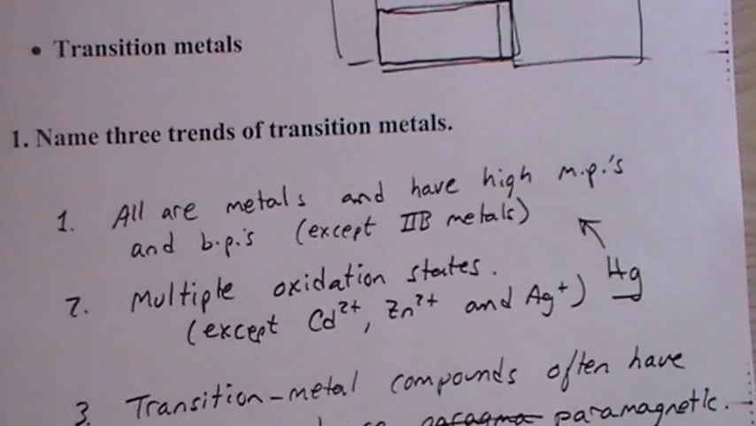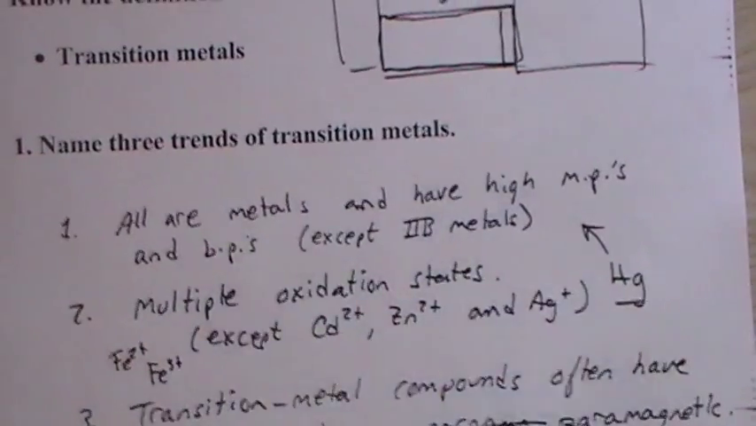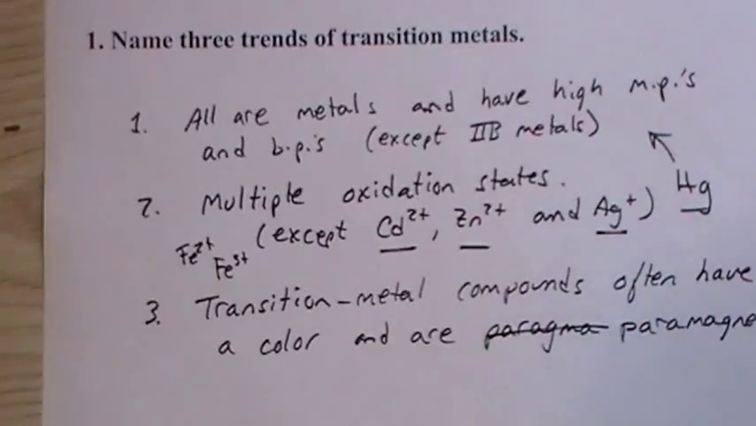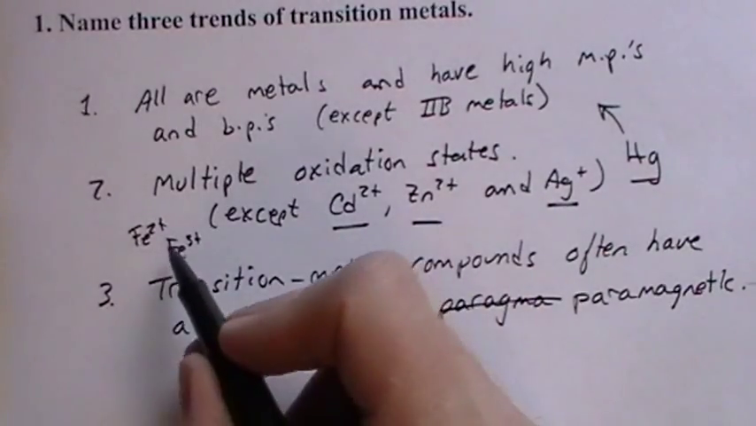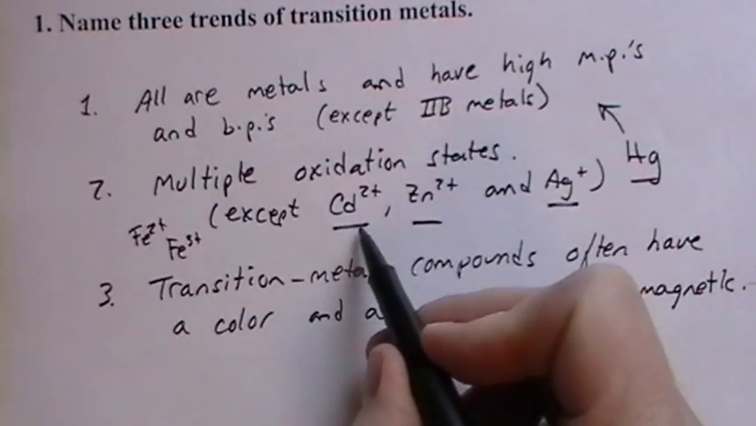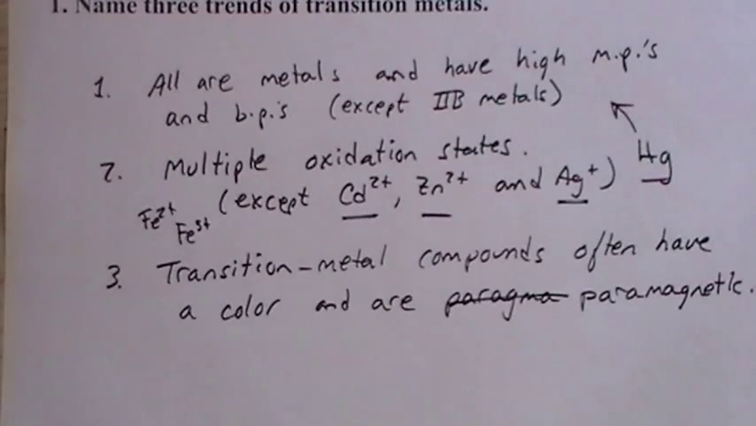Multiple oxidation states, that's true again for all of them. Iron is +2, it's also +3, sometimes these can even be +4, but cadmium, zinc, and silver have set oxidation numbers. That's all that they have. So when we talk about iron 2 and iron 3, we'd use those terms, but cadmium ion is just +2, zinc ion means +2, and silver ion means +1.